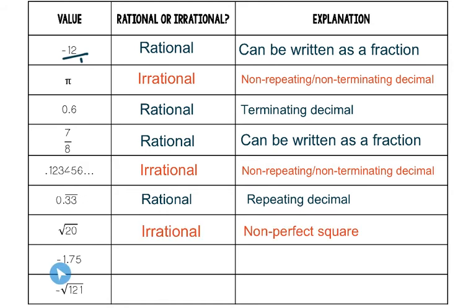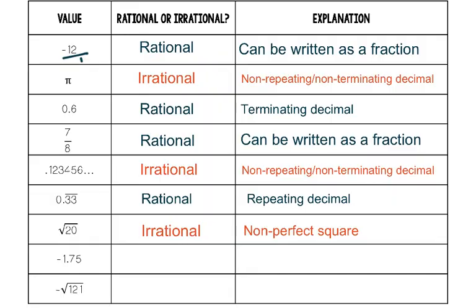Let's look at the next one. It says negative 1.75. So it's like owing me $1.75. That is a rational number. That can make sense to me. The decimal comes to an end, which means there's nothing after the 5 or zeros after the 5. So this is a rational number because it is a terminating decimal.